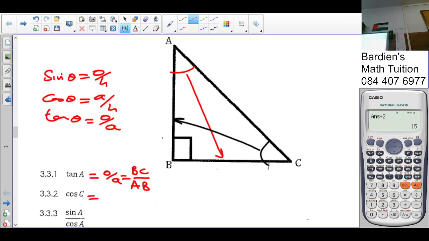Then cos of C. Cos is adjacent over hypotenuse. Remember, now it's angle C in question. So it's adjacent, which is BC, over hypotenuse, which is AC.